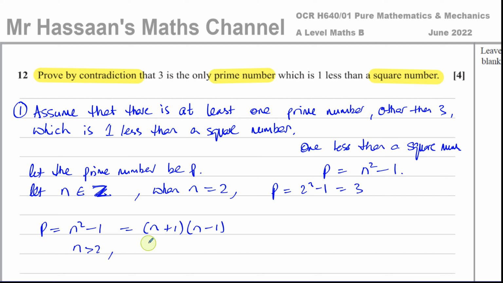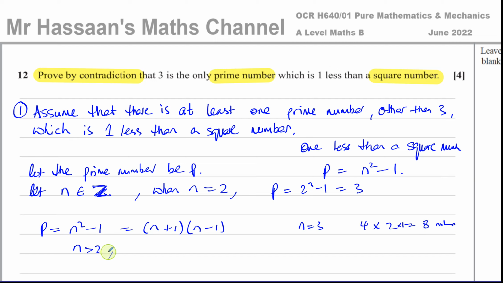For example, if n is 3. Remember n is an integer only. So when n is 3, you're going to have 4 times 2. So this has more than 2 factors. This is the number 8. 8 has more than 2 factors. It has 4 and 2 and 1. 1 is also a factor of it. So therefore, this is not a prime number.